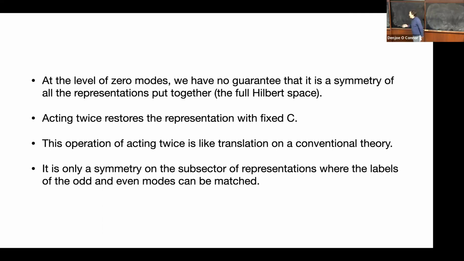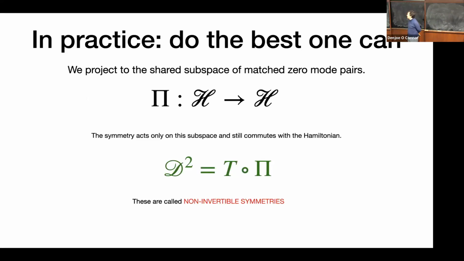Okay? So this operation of acting twice is like translation by conventional theory. And then it's only kind of a symmetry, translation by 1, on the subsector representations where the labels of the odd and the even ones can be matched. So there's a subspace of the Hilbert space where translation by 1 might be defined, but whether it's the whole Hilbert space or not depends on the labels of these symmetries.